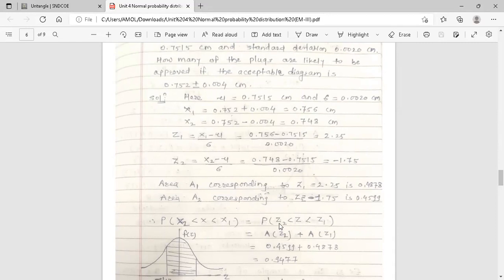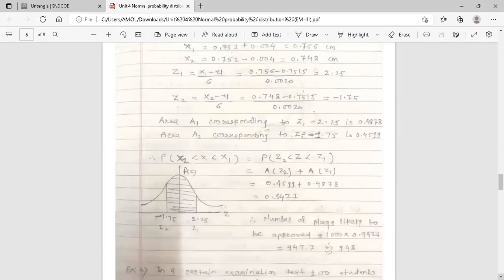Now, what is your z2? Z2 is minus 1.75. Now, what is the area of 1.75? That is the question. See, probability between Z1 and Z2. Z1 is positive and Z2 is negative. You see the diagram. Z2, minus 1.75, is here in the left-hand side, and Z1 is positive, so it lies in the right-hand side of the normal curve, 2.25. Now we want the probability between Z1 and Z2, which means you find the area between Z1 and Z2, because area is connected to probability. This shaded portion is the area between Z1 and Z2.